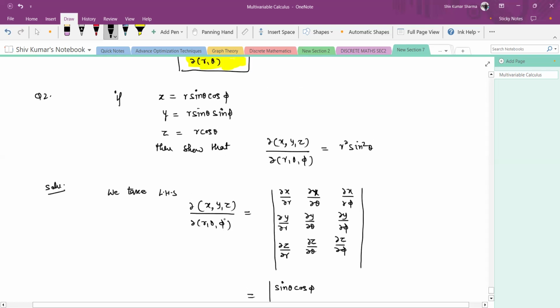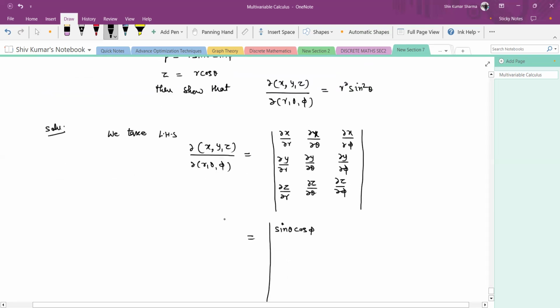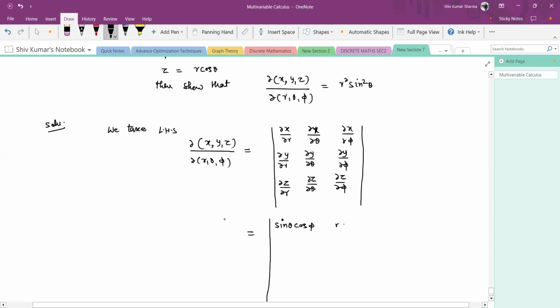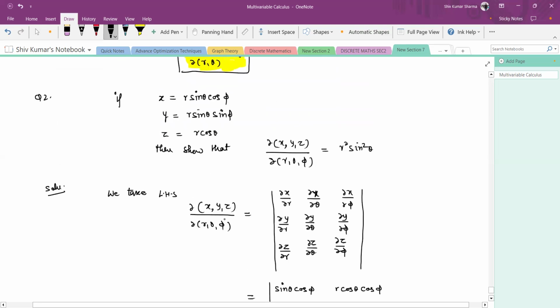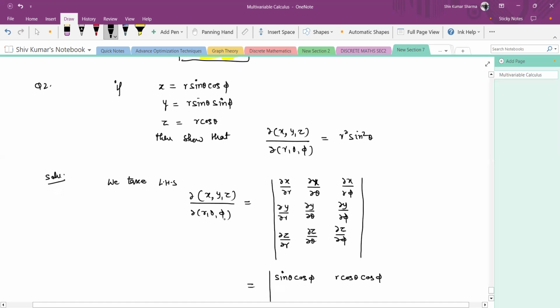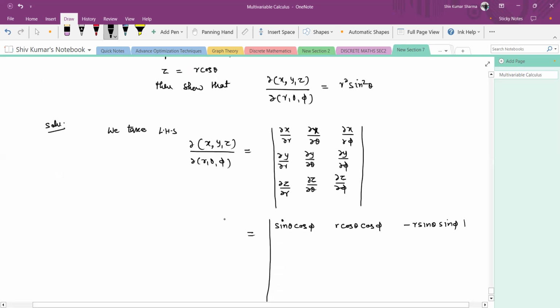And del x upon del theta. The differentiation of sine theta is cos theta, so the second term is r cos theta cos phi. And the third term, del x upon del phi, will be r sine theta; the differentiation of cos phi is minus sine phi. So this is minus r sine theta into sine phi. So this is our first row.